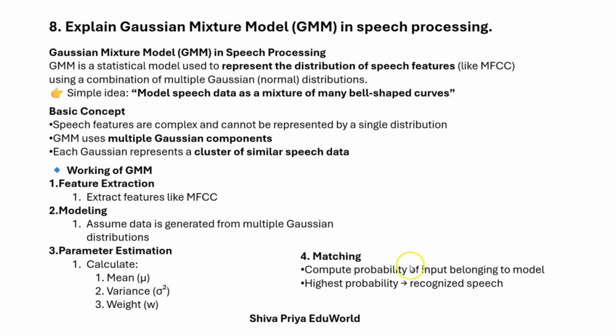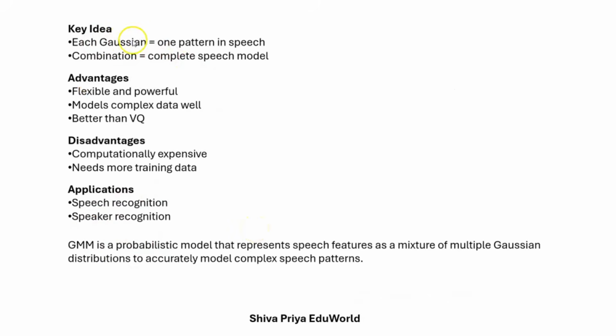Matching: it computes the probability of the input belonging to a model, and the highest probability means recognized speech. This is the output. This is how exactly the GMM will work. Here, each Gaussian is one pattern in speech. The combination of that means the complete speech model. Clear? We have a combination of those Gaussians.